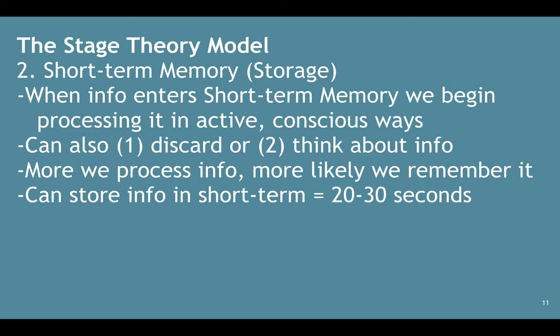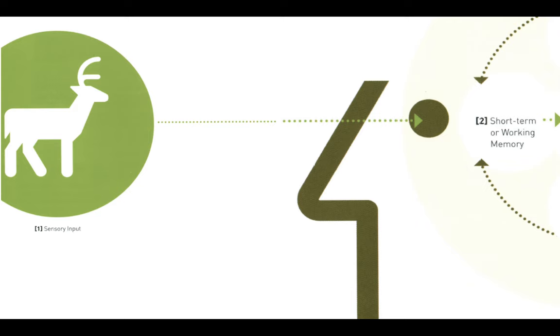When information enters your short-term memory, we begin to process it in a more active, conscious way. In this way, you can either discard something or you can think more about this type of information. Intuitively, the more we process information in various ways, the more likely we are to remember it. You can store some things in your short-term memory, and they don't get passed on to the long-term. You can store it for approximately 20 to 30 seconds. So it's there, but not too long. If you want to have something long-term, you have to process it in various ways. For example, you see the caribou, the deer, the horned animal. That's gone in through your sensory input and it goes into your short-term or working memory through your eye.